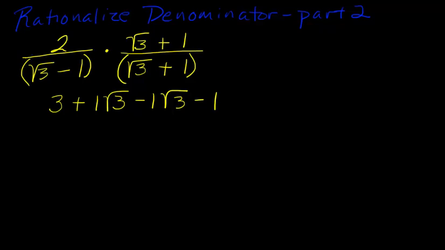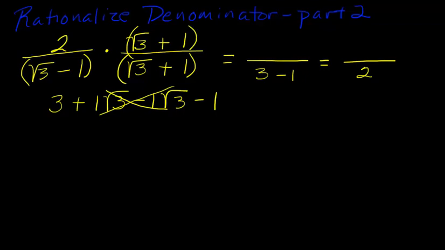What happens when we multiply these conjugates, if we'll remember, is that these middle terms are always going to drop out. That means our denominator is 3 minus 1, or just a 2. Our numerator, let's think that we are also multiplying these, so we have 2 times that conjugate, which is square root of 3 plus 1.